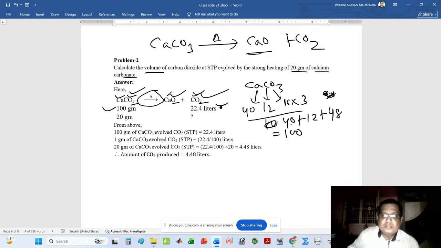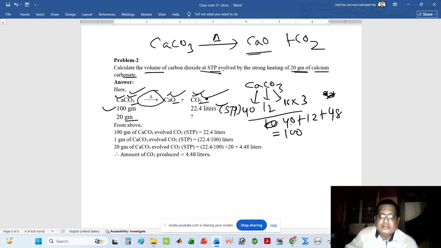This is found in STP condition. Here STP is also the target. So calculate the volume of carbon dioxide at STP by strong heating of 20 gram of calcium carbonate. Here 20 gram of calcium carbonate is given. The target is to find out the volume of carbon dioxide produced at STP condition.